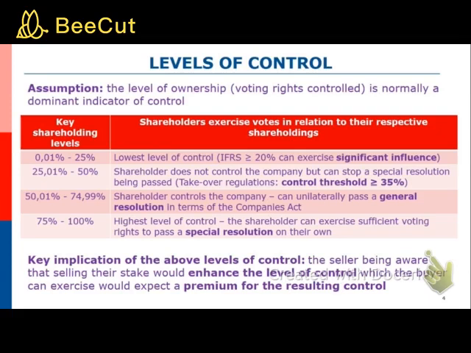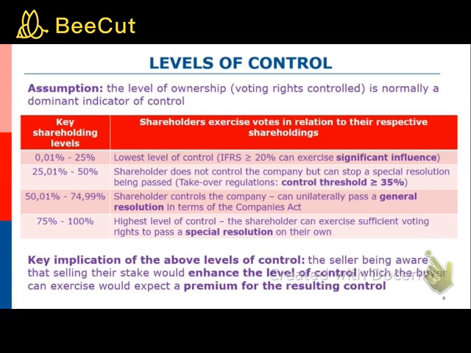Now, as soon as you move beyond 25%, we now get into an interesting territory. In the Companies Act, you will be aware of two kinds of resolutions that shareholders can pass. The first is a general resolution, which is 50% plus one of the voting rights need to be exercised in favor of that resolution. Right? Is that applicable here? No, because the threshold is up to 50%. So any shareholder owning 50% cannot push through on their own a general resolution.